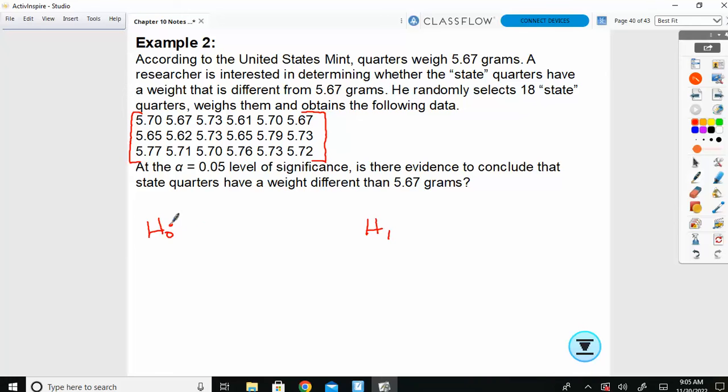Is this talking about a mean or a proportion here? This is the mean, so we're talking about mu. My null is that the mean is the 5.67 that the Mint says. My alternative, I want to know if it is different. So it's not equal to, and this is a two-tailed test here.